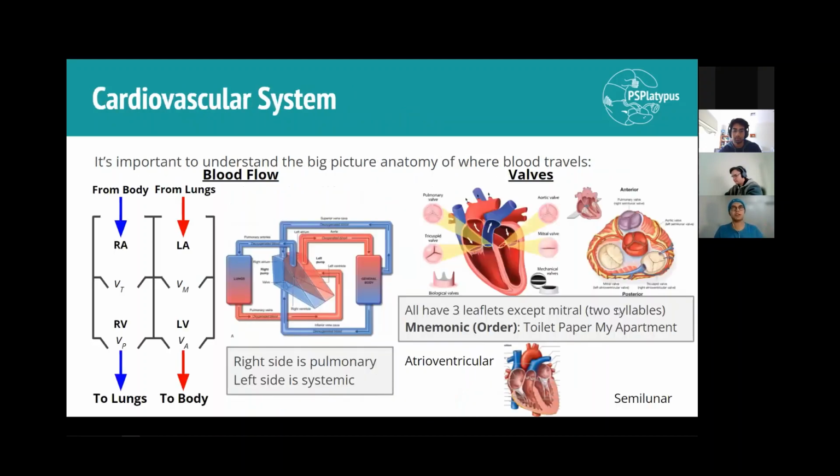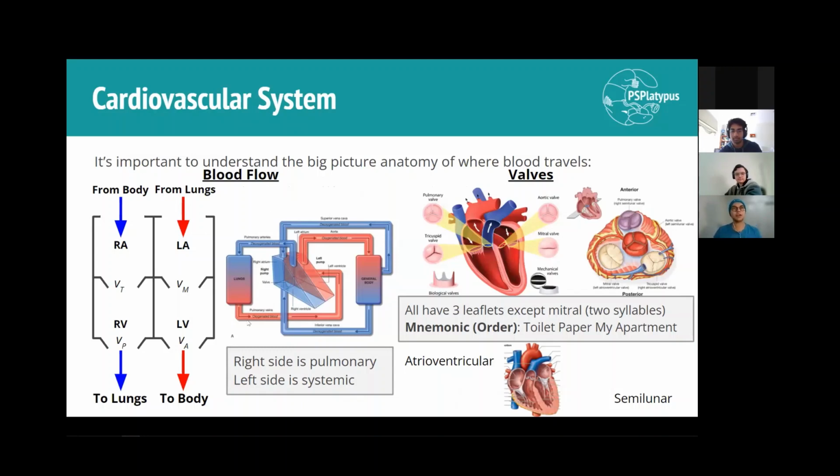So I'll show you what that means in a second, but we'll start off with some very important topics when it comes to the cardiovascular system, being first of all, blood flow. It's very important to understand how blood is flowing through the cardiovascular system, through the heart and then out through the body and the lungs, right? So you've got two circulations in your body, the pulmonary circulation and the systemic circulation, both of which you've already been introduced to in the past.